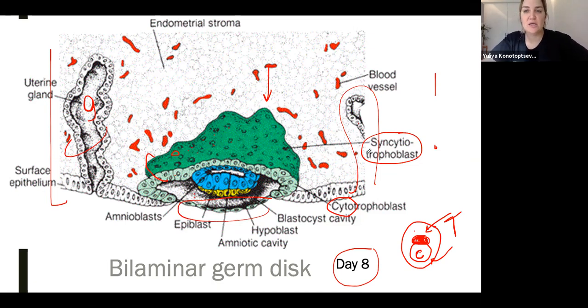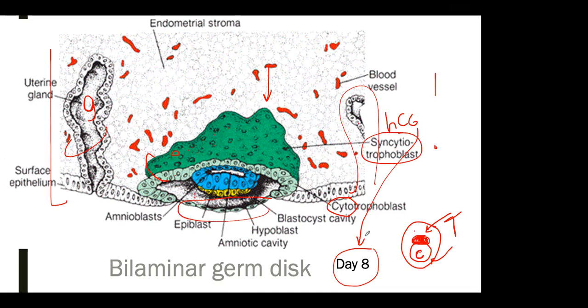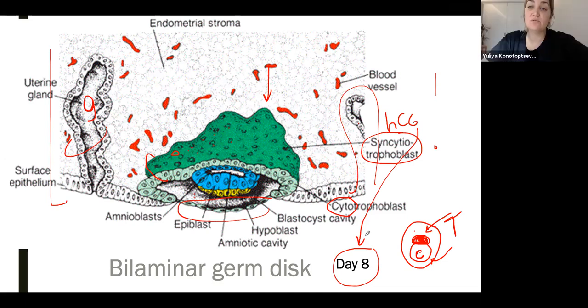The syncytial trophoblast is the one which secretes HCG. You remember? Human chorionic gonadotropin. So HCG secretion begins on day 8. So is it useful to do a pregnancy test the day after you had unprotected sex? No. Absolutely not. You need to wait lots of days. Actually, the longer you wait, the more accurate the result will be. On average, you wait 2 weeks.